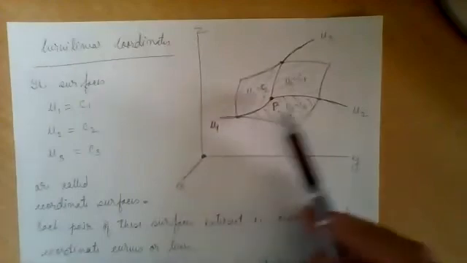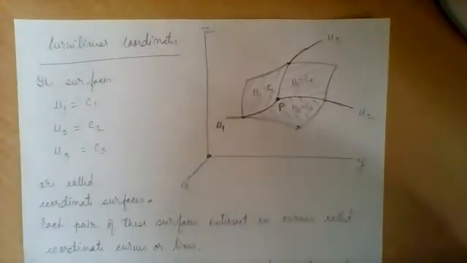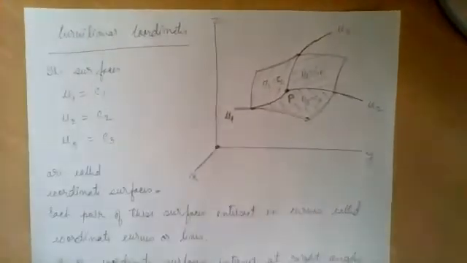In the orthogonal curvilinear coordinate system, u1, u2, u3, these three coordinate curves are analogous to the x, y, z axes of a rectangular Cartesian coordinate system.